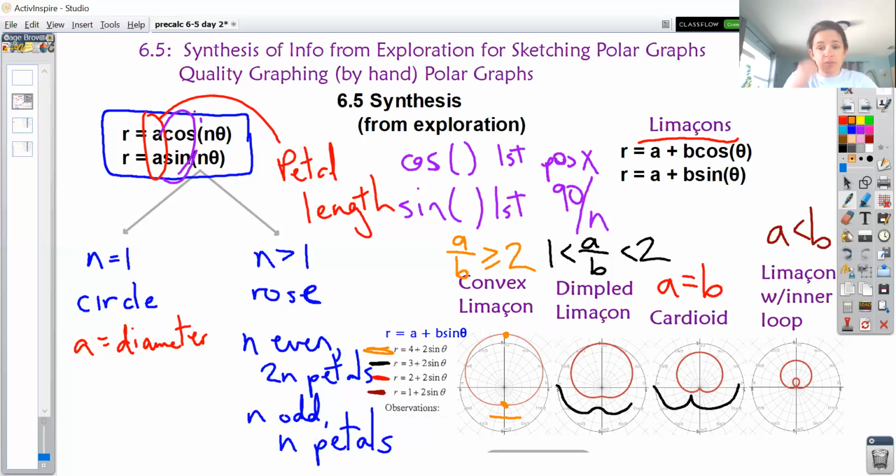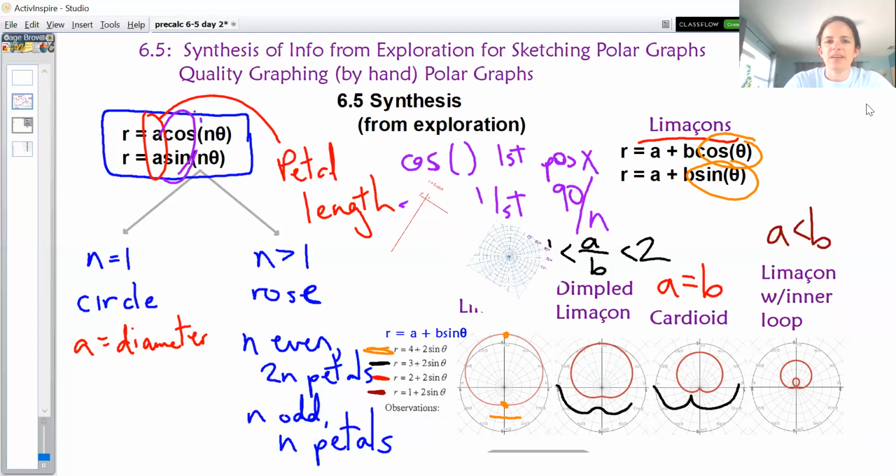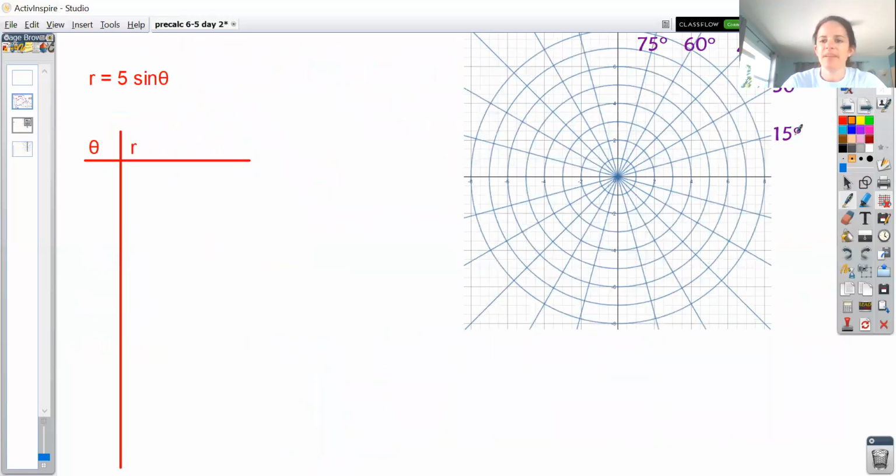So you do need to know those 4 names and how we get them. Remember that if it's cosine, then it's centered on the x-axis, and if it's sine, it's centered on the y-axis. And the maximums are always going to occur at A plus the absolute value of B, and the minimums are always going to occur at A minus the absolute value of B. Which hopefully you saw from your homework last night.